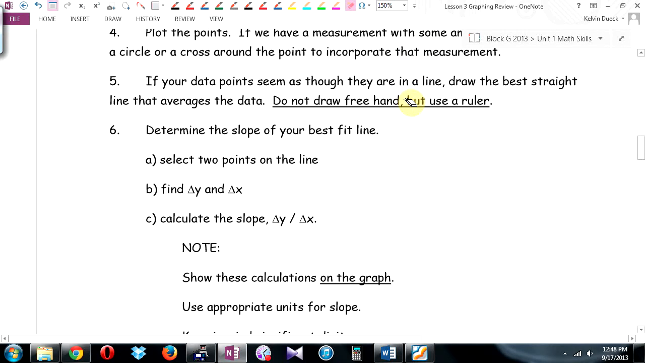If your data points look as though they are in a nice straight line, draw the best straight line that averages the data. What did I underline here? Read it to me, Manny. Do not draw freehand. Use a what? Is that why I handed some? Yeah. Okay. I'll take marks off if you freehand. It's very tough for me to actually get a ruler on this slippery screen and have it stay in place, but I'll try to once in a while.